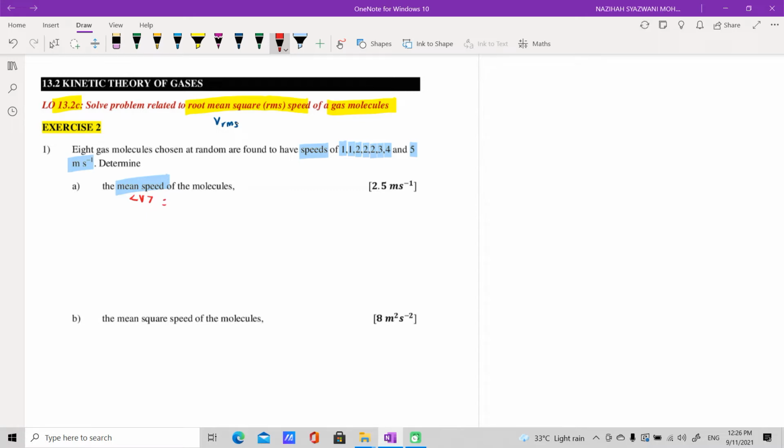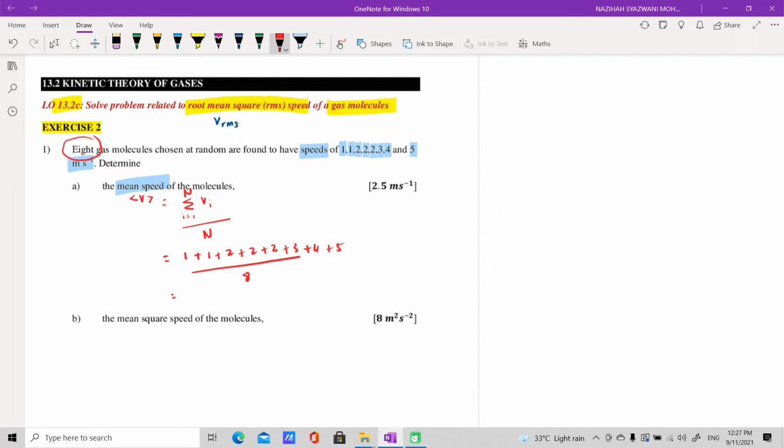So the formula for the mean speed is actually the summation of that particular speed. So if we have 10 molecules, we have to put here the speed of each of the molecules. Okay, so that will be n. Let's put here i equals to 1 divided by number of molecules. So for this case, we have a speed of 1 plus 1 plus 2 plus 2 plus 2 plus 3 plus 4 plus 5. Okay, divided by number of molecules given here. There are total of 8 molecules, so divided by 8.